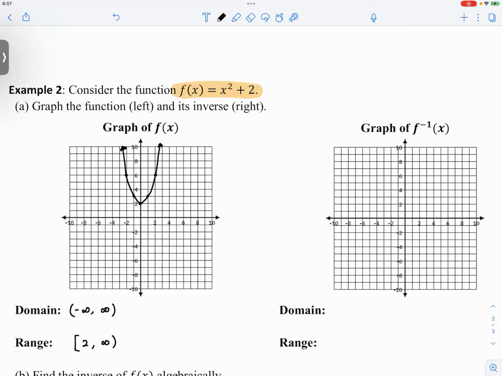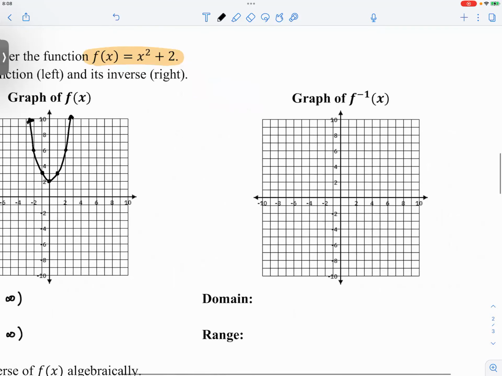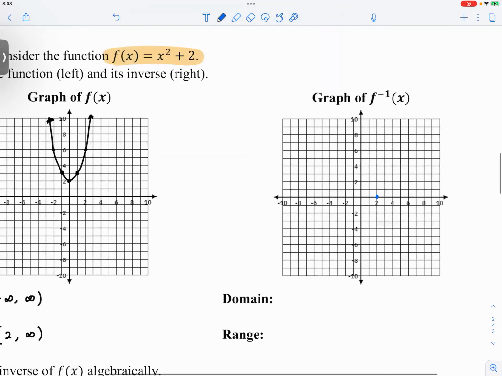Now, just like what we did earlier, we convert the points, right? We just flip the x and y values of the point. So let's go ahead and do just that so that we can make our graph for the inverse. So we have a point, the vertex at (0, 2). That means our graph now is (2, 0). That's the new vertex. We have a point at (1, 3) from the left. So therefore, we shall have a point at (3, 1).